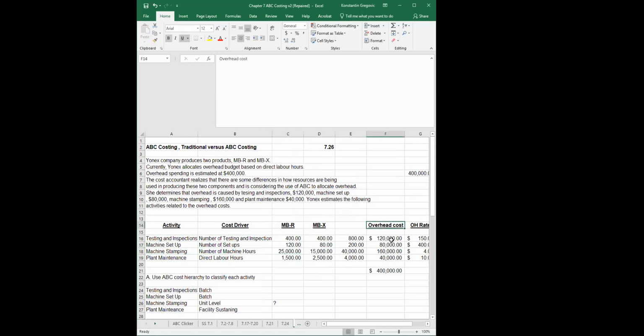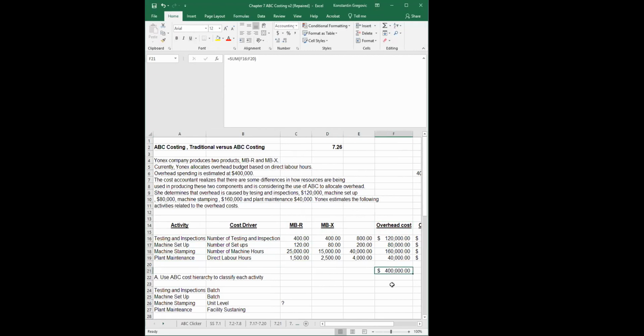So the first thing, and they also give you the overhead cost, right? So what's the first step? I'm looking at this question, what do I need to calculate? These are the overhead costs right here. So testing inspections, 120,000. I take it down, 120,000. Machine setup, 80,000. Overhead rate. Good, Tola. Yes, we want to eventually calculate the overhead rate, right? So they're giving us the overhead costs. So let's create a column called overhead cost. Bring down these costs, sorry, 40,000 plant maintenance, 160,000 machine stamping. There's our total, 400,000. We need to allocate 400,000. Like Tola said, got to calculate the overhead rates.